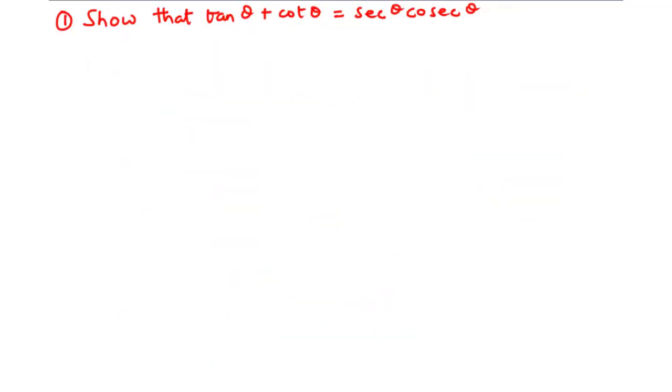So we have our first question here. Show that tan theta plus cot theta is equal to sec theta times cosec theta. Let's solve this question together. So we are to show that tan theta plus cot theta is equal to sec theta times cosec theta.